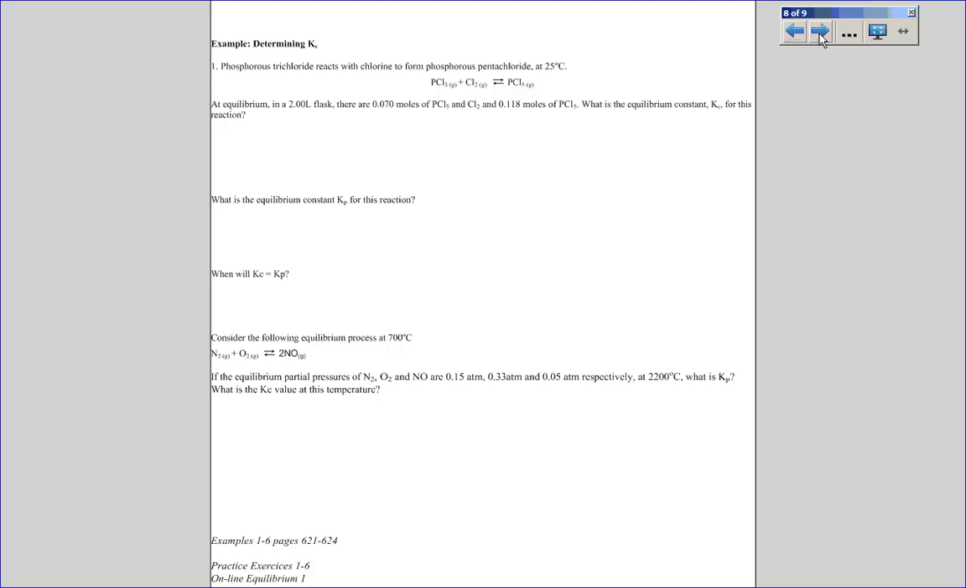So what I'd like you to do at this stage is to look at these examples and work through them on your own, and we will check our work, and we'll see how you do. At the end of this, you'll be able to complete the practice exercises in the textbook, and you'll be able to do online Equilibrium 1. And I'd also really encourage you to read section 14.1 and 14.2.